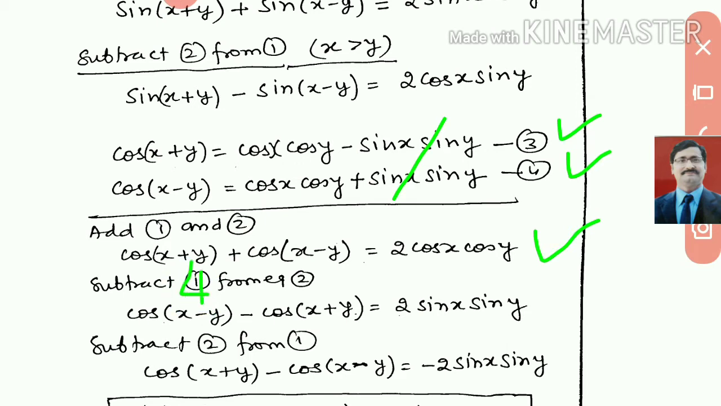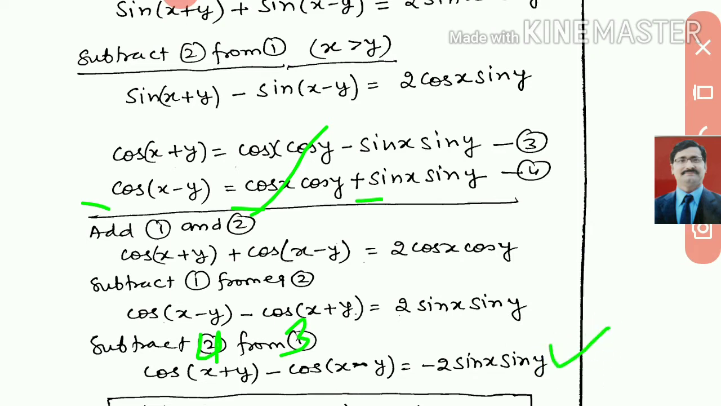Subtract 4 from 3. Then what do we get? From this you will subtract, the sign will change, and you will get cos(x−y) and cos(x+y), so we get 2 sin x sin y. And if you subtract 4 from 3, we have to do the sign change. This part will cancel, and we get cos(x+y) − cos(x−y) equal to minus 2 sin x sin y.